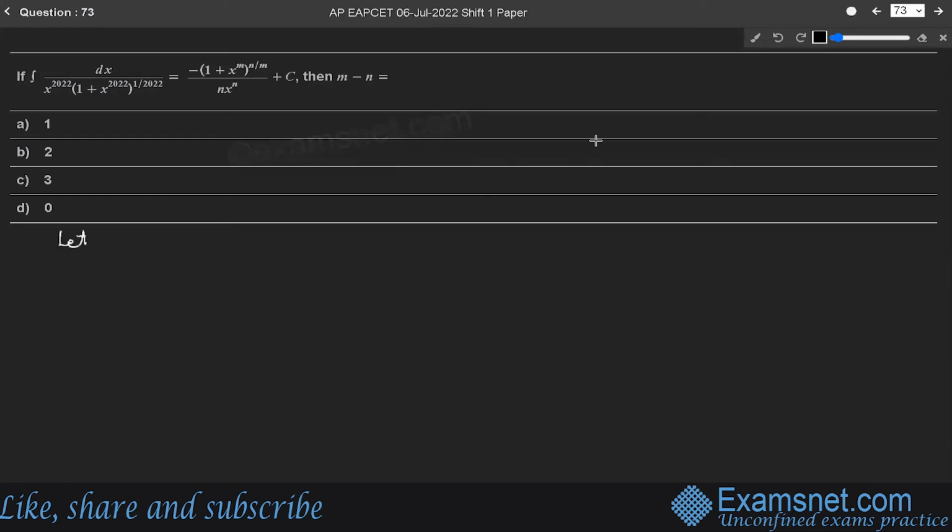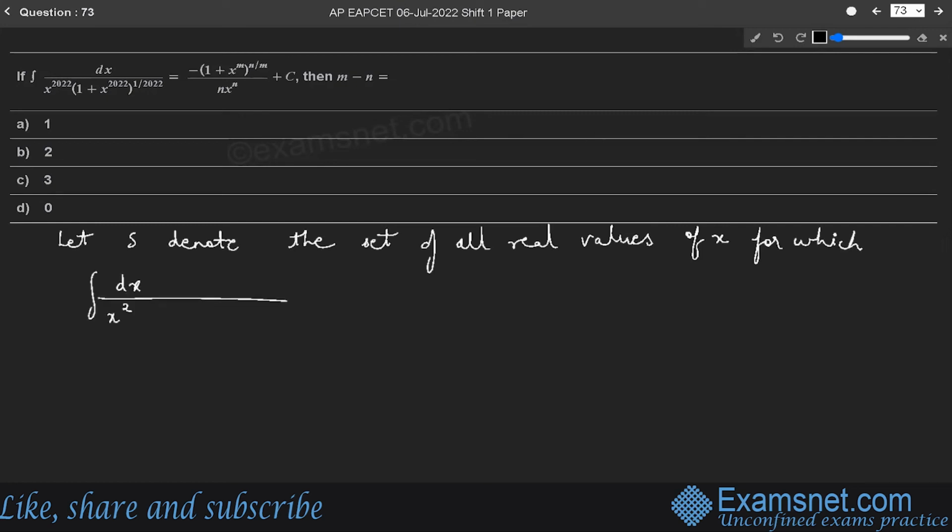Let S denote the set of all real values of x for which the integral of dx upon x^2022 into (1 + x^2022) whole power 1/2022 is equal to minus of (1 + x^m) whole power n/m divided by n into x^n plus c. Therefore, we have to find the number of elements in S here.